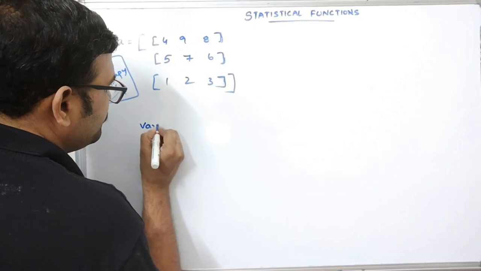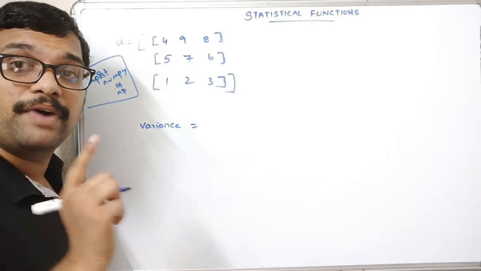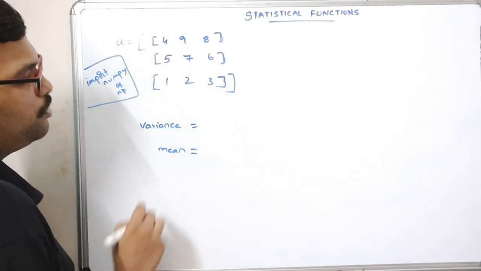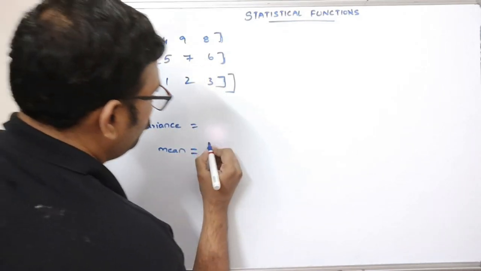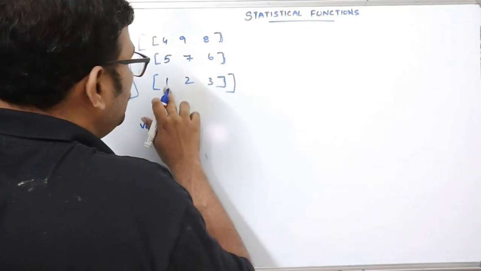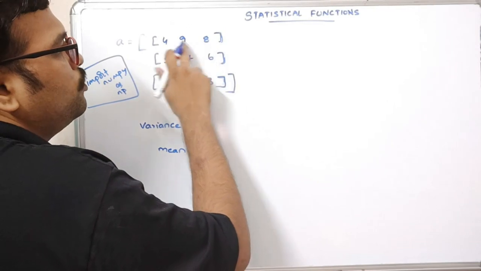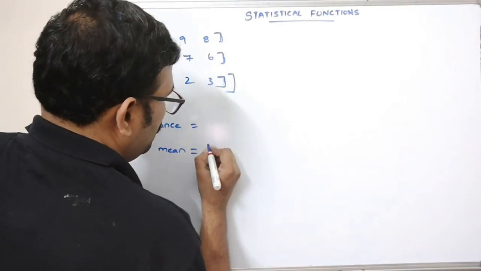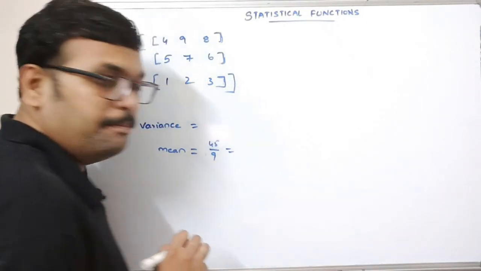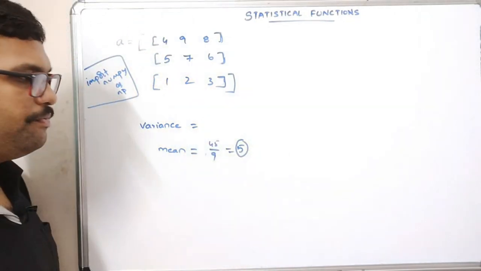So for the variance, first I will give the procedure. First we have to find the mean. So the mean is equal to, what is the mean for all these things? 1 plus 2 plus 3. You have to add all these things, right? So 3 plus 3, 6, 6 plus 6, 12, 19, 24, 32, 41, and 45. 45 by 9, the mean value will be 5. So the mean value will be 5, right?